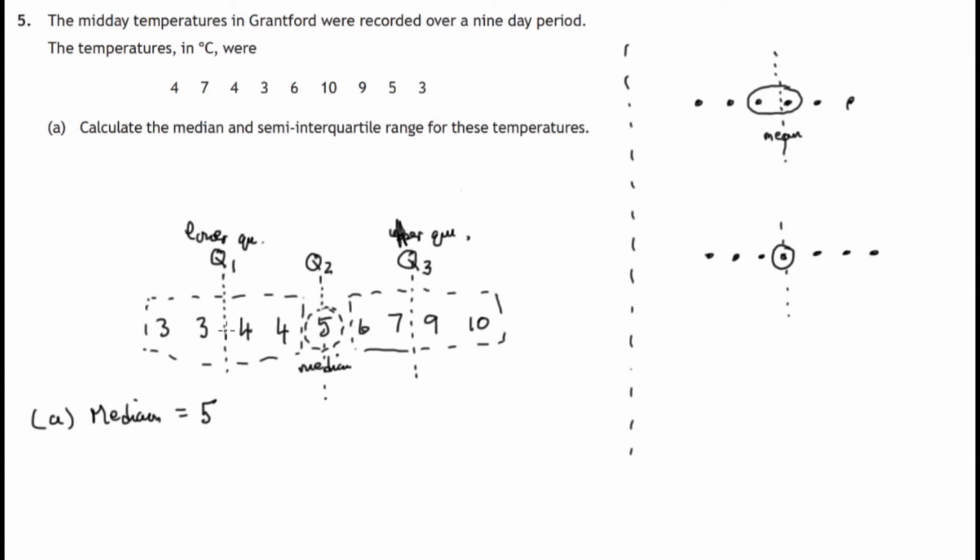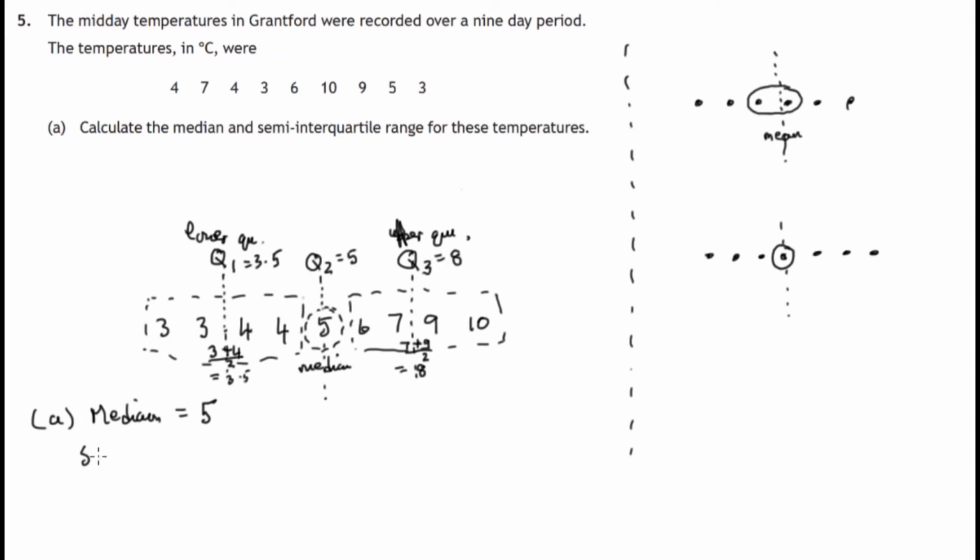But there is no number there, so what we have to do is take the mean of 3 and 4, add them up, divide by 2. That'll give us 3.5. And then the mean of 7 and 9, add them up, divide by 2, and that gives us 8. So the lower quartile here is 3.5. We know the median is 5. The upper quartile is 8.